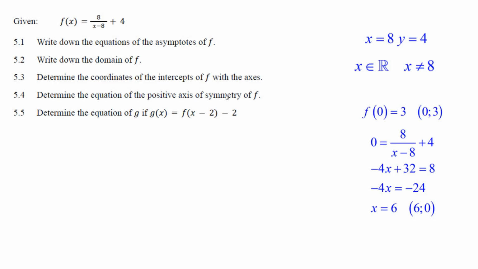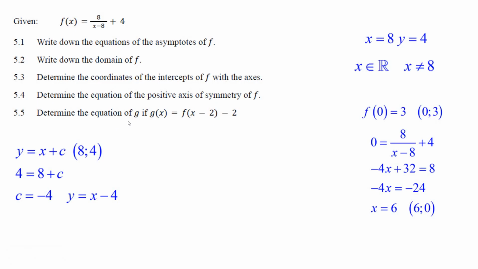Determine the equation of the positive axis of symmetry of f. Well, we know that it goes through this point. It's y equals x plus c. That's the positive one. We know it goes through (8, 4). So you just put x is 8, y is 4, c is minus 4. So there it is, the equation of the positive axis of symmetry. You kind of have to know. The negative one is y equals minus x plus c. That's the way our hyperbolas work.